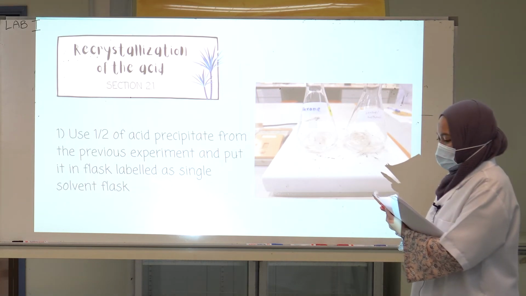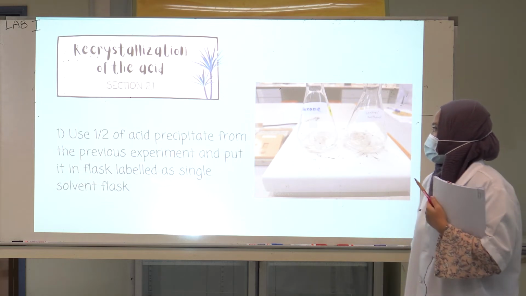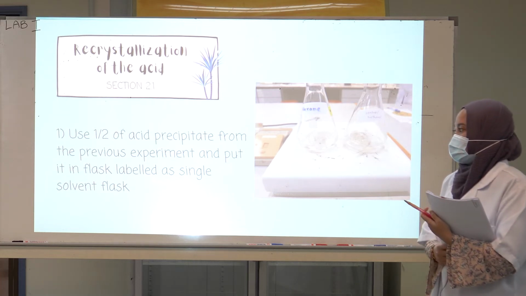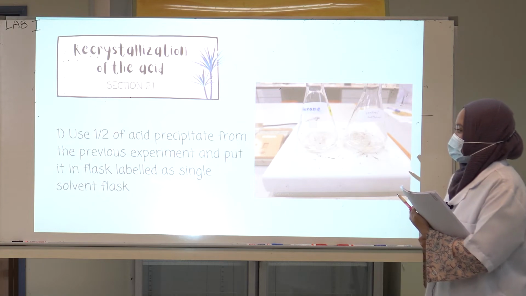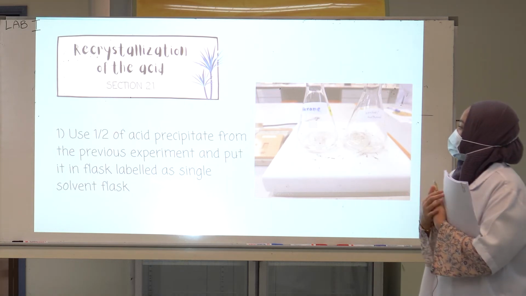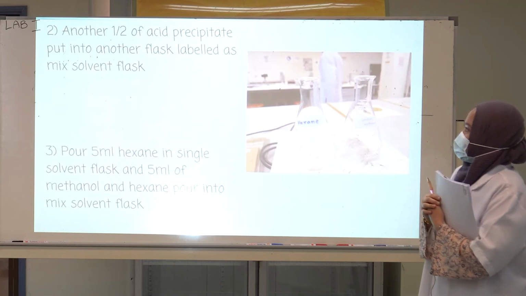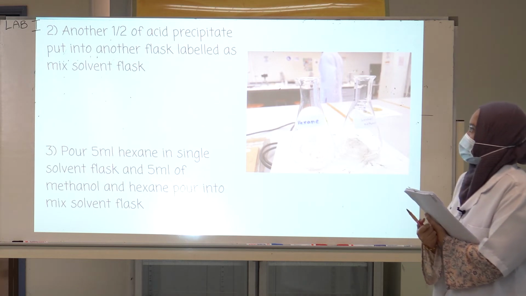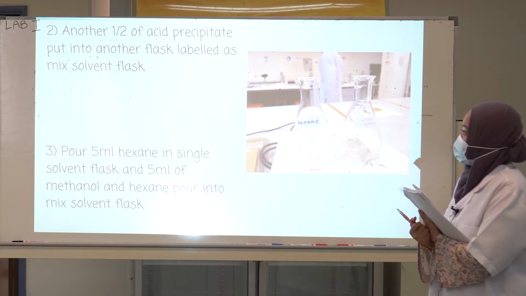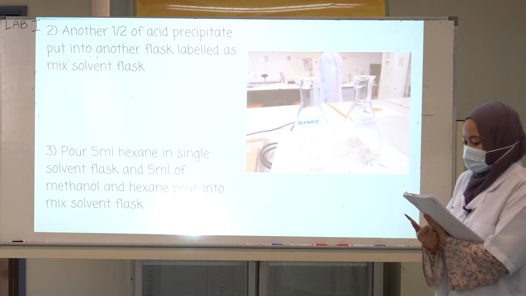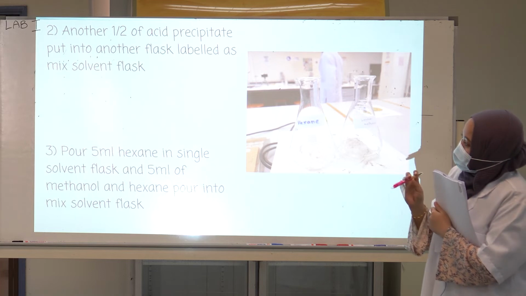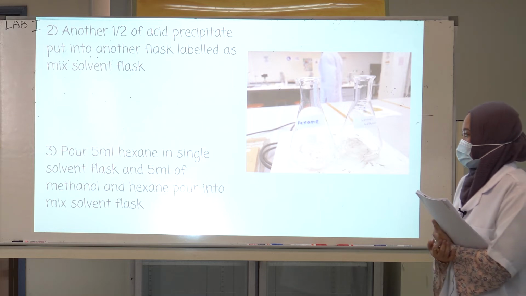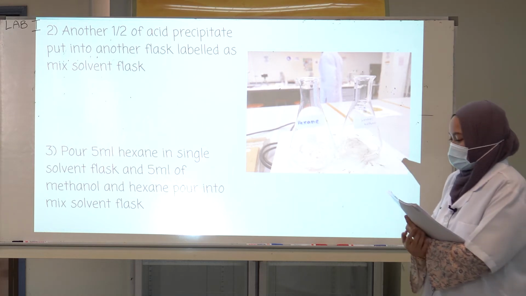For the first step, we use half of the acid precipitate from the previous experiment and put it in a lab flask. And before that, we have to label it as a single solvent flask. Next, we add the other half of the acid precipitate into another flask and label it as the mixed solvent flask. Next we pour 5 ml hexane in the single solvent flask, and 5 ml of methanol and hexane into the mixed solvent flask.